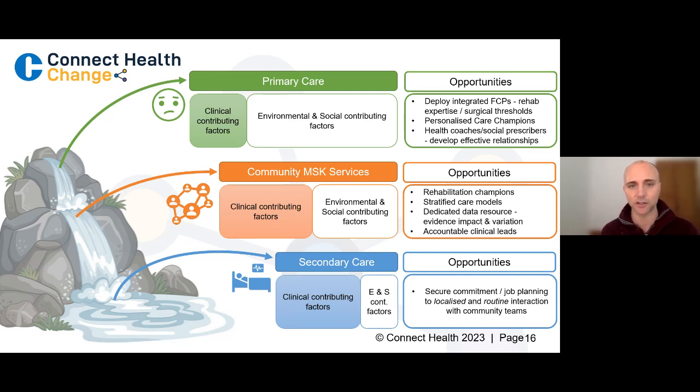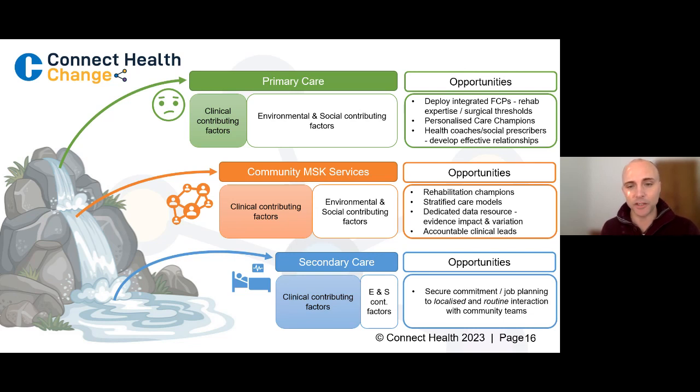But then if we think about how that varies against the patient cohort, in primary care, I would argue that because of the lower level of clinical complexity, we've got a greater need to focus on those environmental and social factors. And as we move through community and secondary care, the clinical complexity becomes greater, but there's still always a need to focus on those environmental and social factors if we're going to see meaningful patient outcomes for our population. So that's where I'm positioning the opportunities.